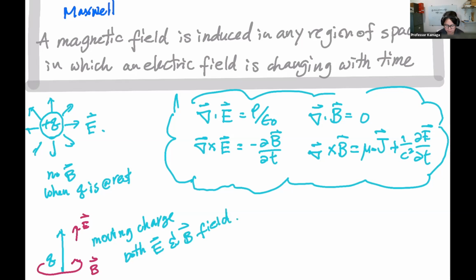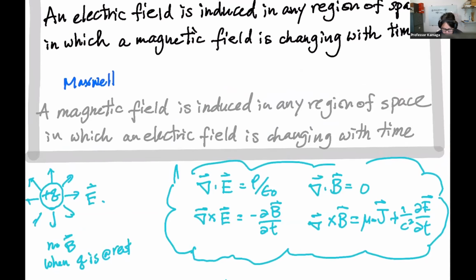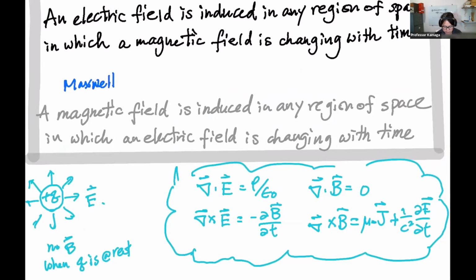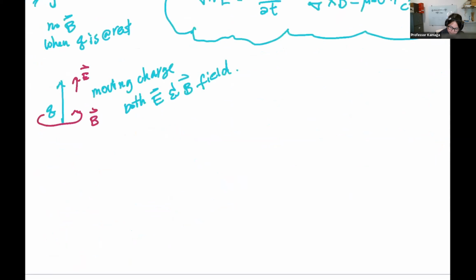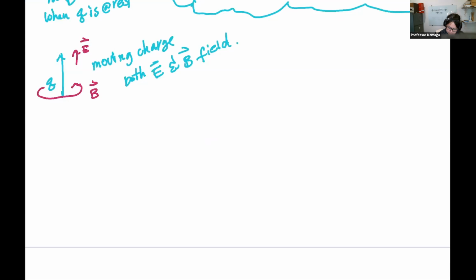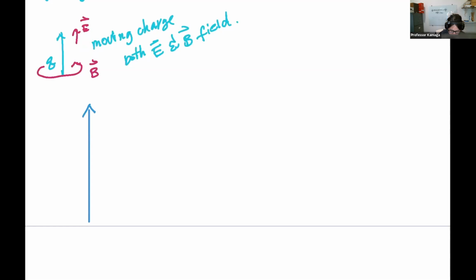All right, and then a changing magnetic field induces an electric field. A changing electric field induces a magnetic field. So this is called field induction. So let's see. Let's say I have a charge. It's typically the electron that's making the motion, but for convention I'm just going to use a plus Q.